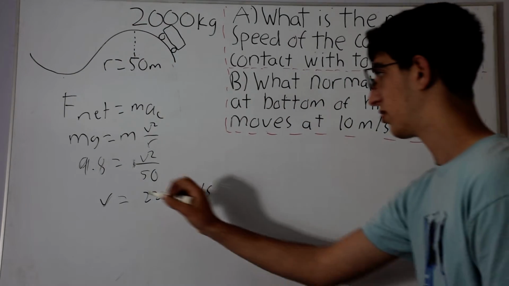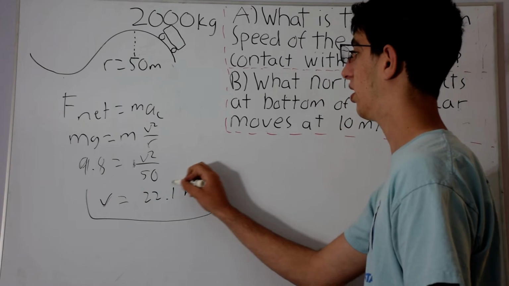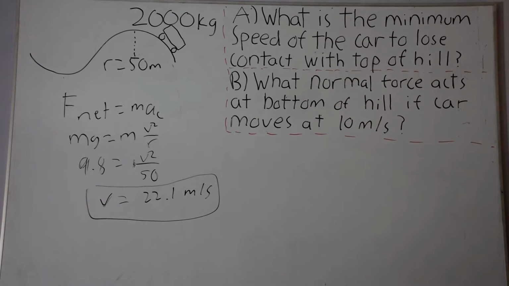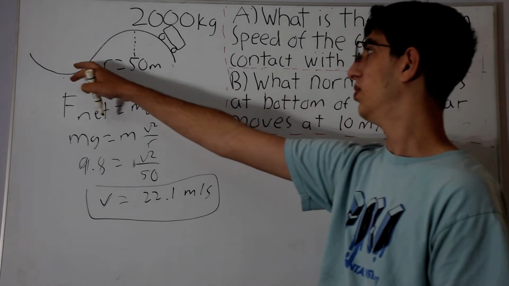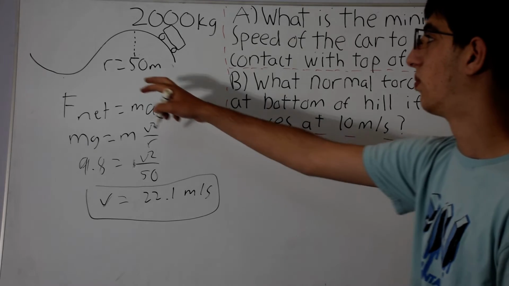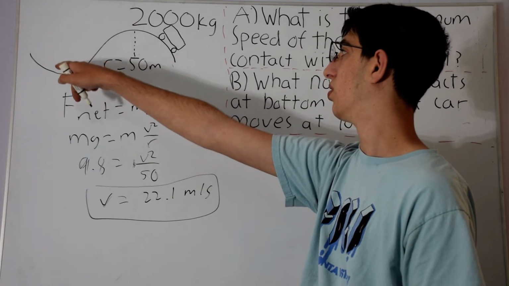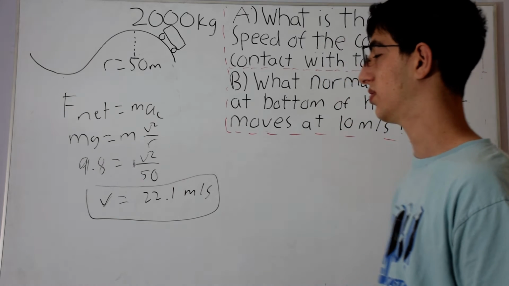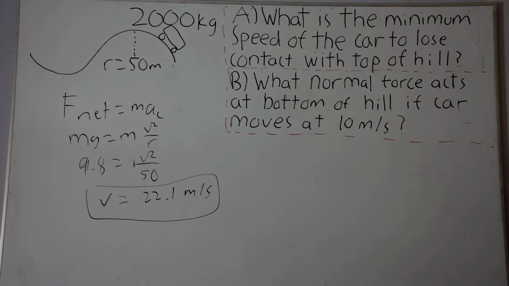Great. Well, that's the first part. Now let's move on to the second part, which asks, what normal force acts on the car at the bottom of the hill if it moves at 10 meters per second? So, first let's see, if the car moves at the bottom of the hill, which force is going to be greater? The normal force, which pushes it upwards, or the force of gravity, which pushes it downwards? I'll give you a couple seconds to think.